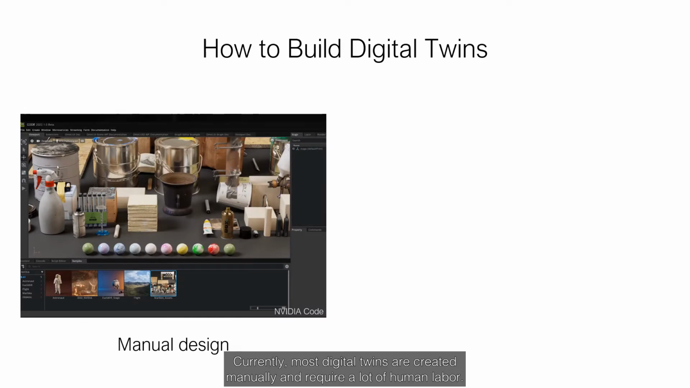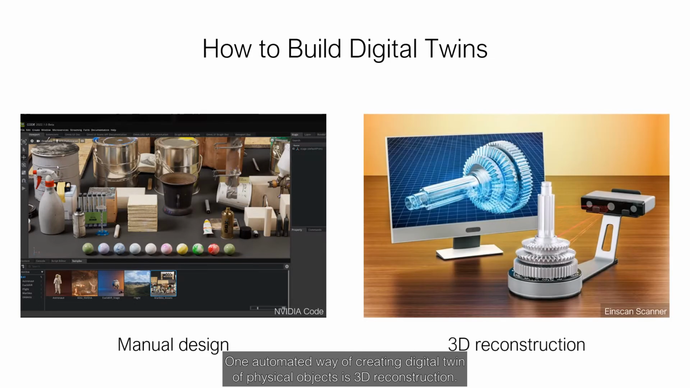Currently, most digital twins are created manually and require a lot of human labor. One automated way of creating digital twins of physical objects is 3D reconstruction. The best 3D scanners nowadays can precisely build digital twins of static rigid objects.